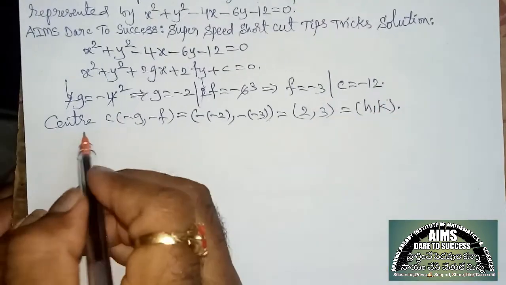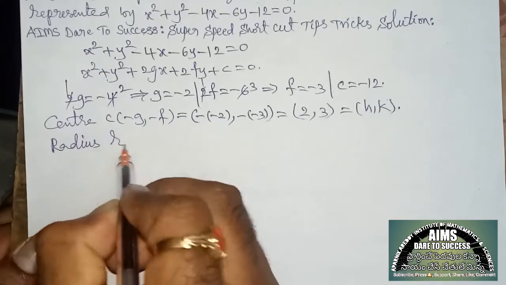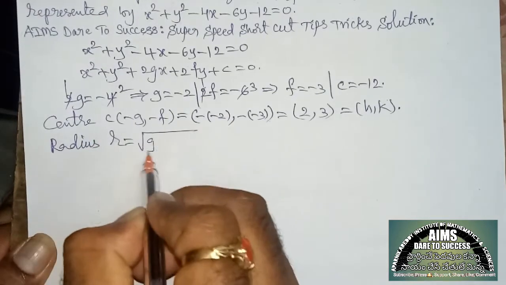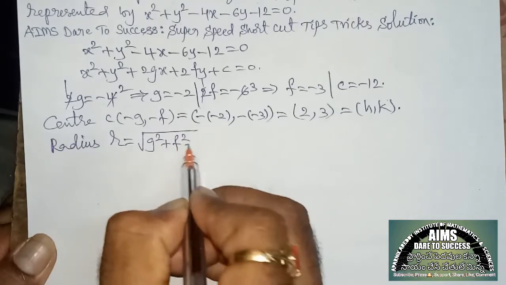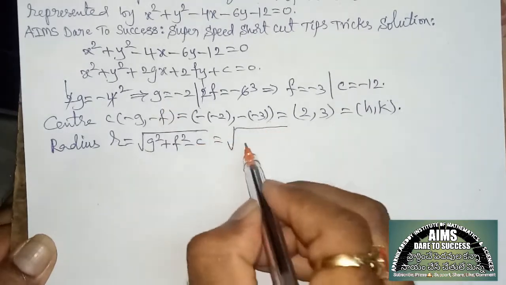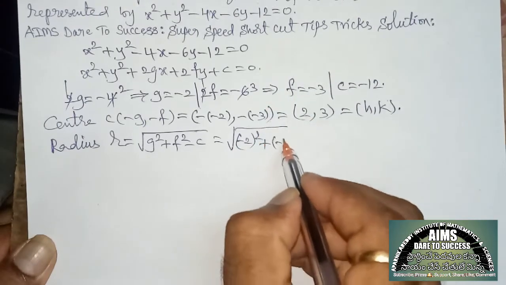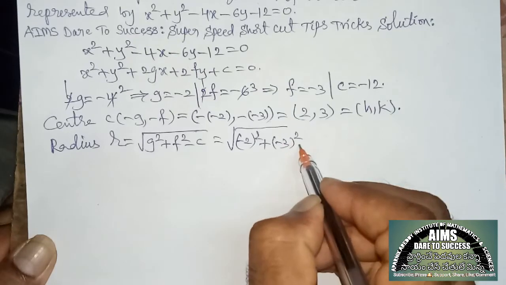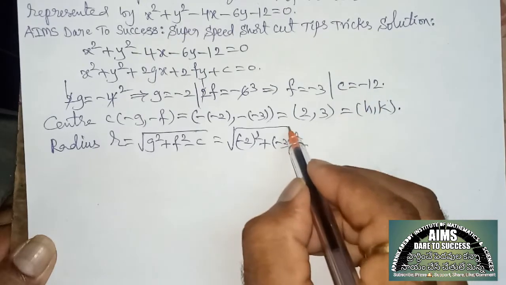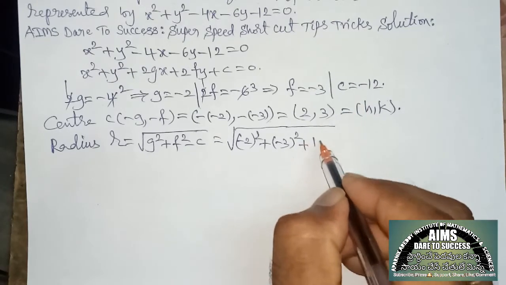After getting the center, you have to find the radius of the circle. The formula is r equals the square root of g² + f² − c, which is the square root of (−2)² + (−3)² − c, where the c value is −12, so minus c is minus of minus, plus 12.